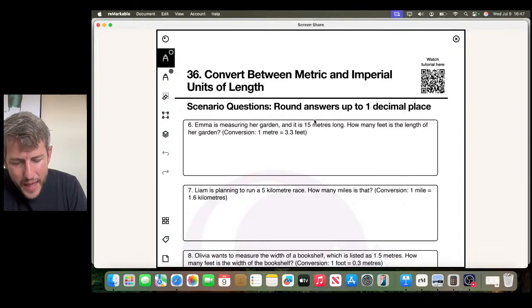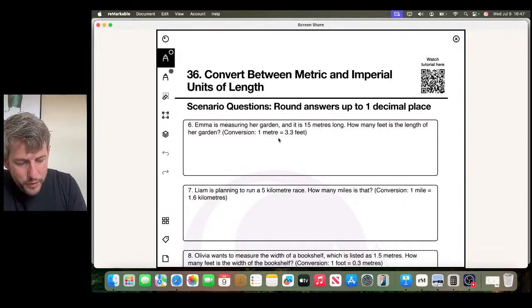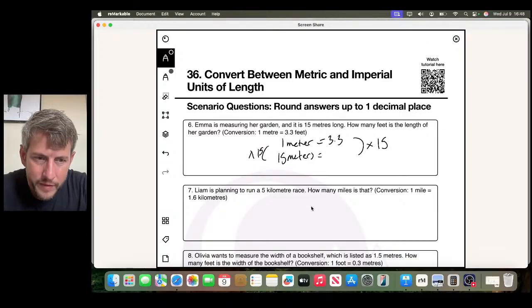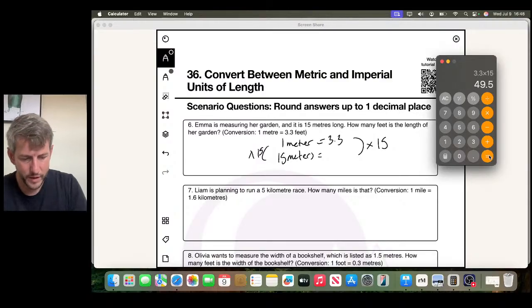So here we go. Emma is measuring her garden and it is 15 metres long. How many feet is the length of her garden? Okay, right. So 1 metre equals 3.3 feet, and we want 15 metres. So this is actually nice because I can see that that's just times 15. So we actually just want 15 lots of this. So I'm just going to times that by 15 as well. 3.3 times 15. Okay, and there we go. 49.5 feet.